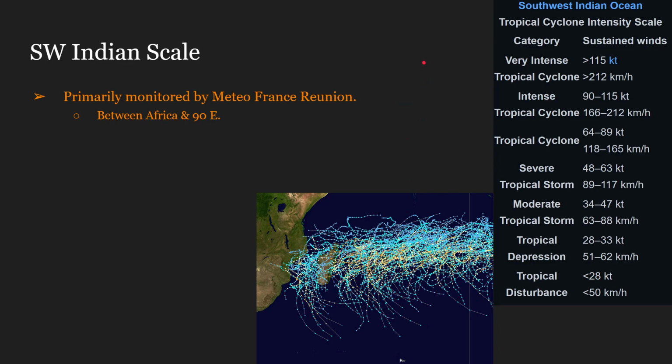Moving down into the southern hemisphere, we have the Southwest Indian Ocean, where Cyclone Freddy, if I'm not mistaken, is still going on.